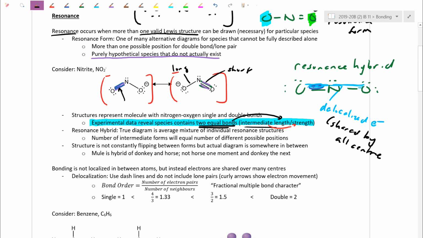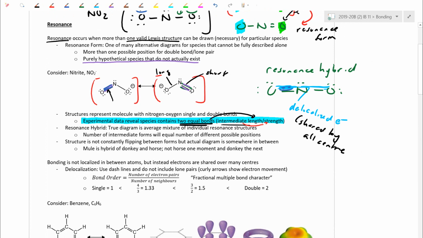The only problem here is Lewis doesn't let us do this. If I try to do a resonance hybrid, if I try to do a solid line and then a dashed line here, that's how I would draw the hybrid. I would be like, well, what is that? Is that a single bond or is that a double bond? Truly speaking here, it's somewhere in between.